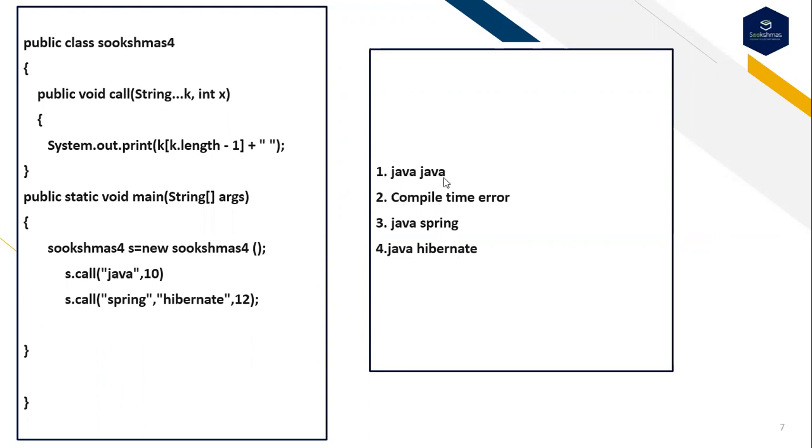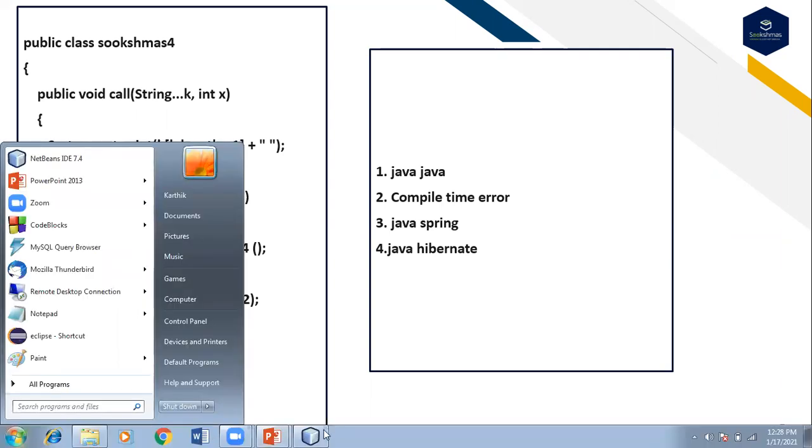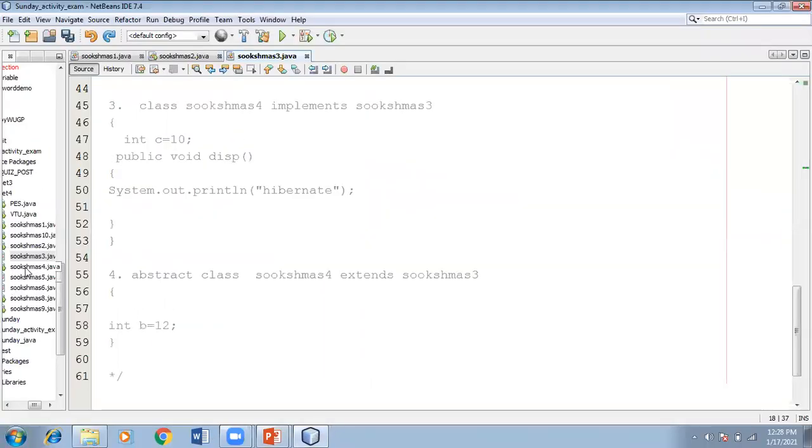And these are some of the options. It will print Java and Java; we will get a compile time error; it will print Java and Spring; and the fourth option is Java followed by Hibernate. Then I will discuss this question with the implementation.